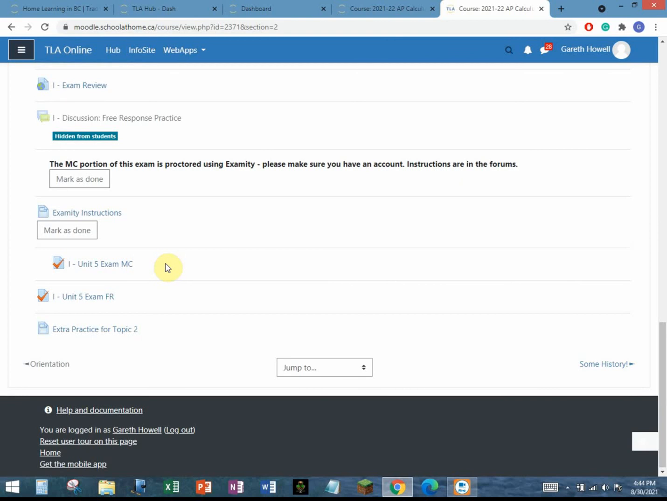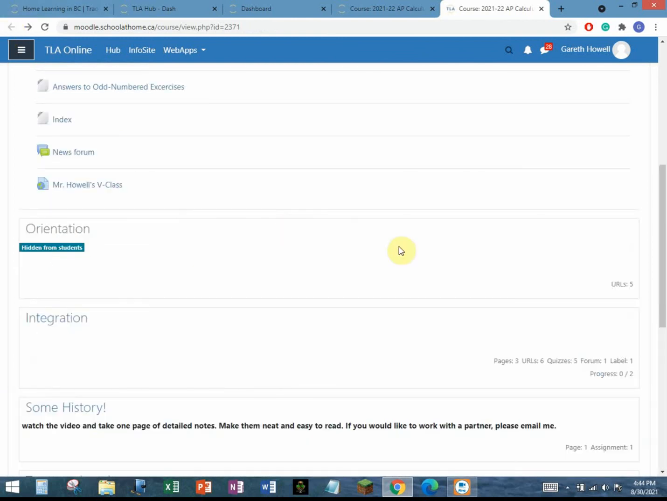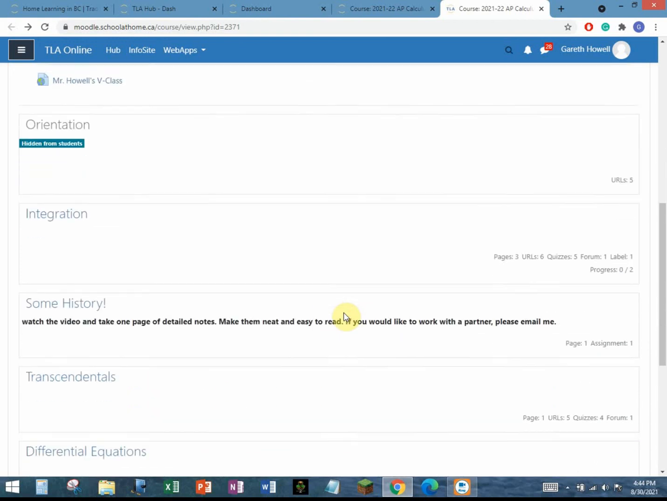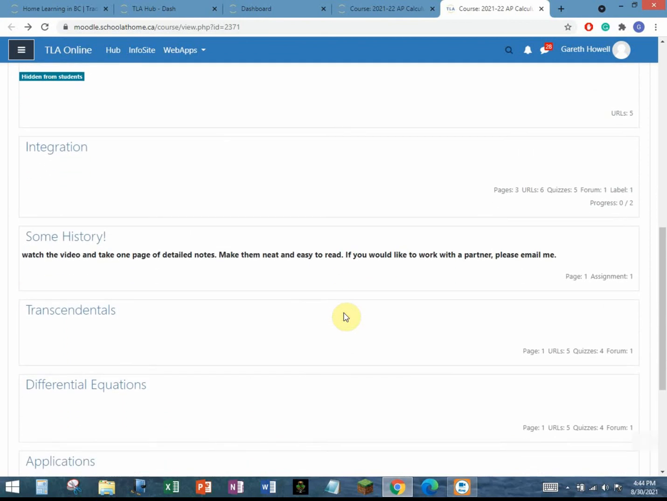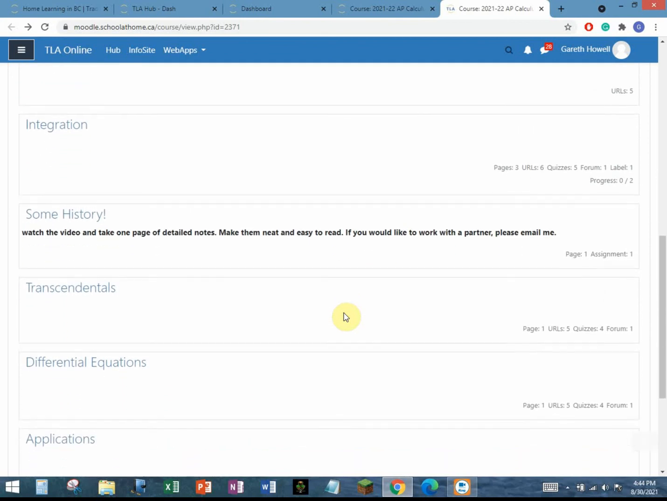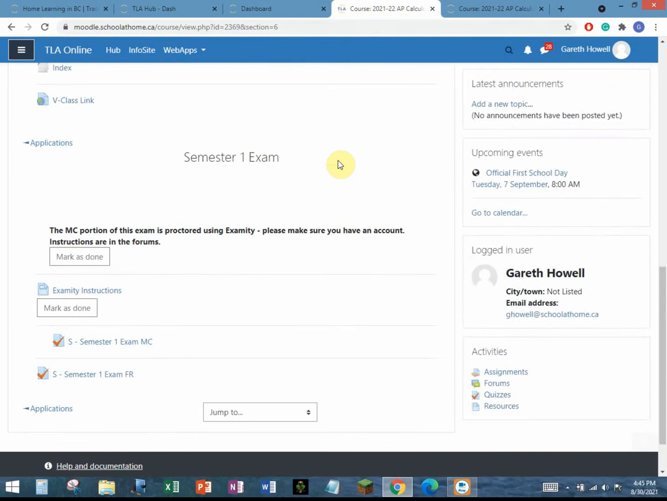The second one only covers Unit 5. It's not even an exam or anything like that. That's cumulative history, which covers just 1 video and 1 page of notes that you have to fill out. So that's pretty easy to follow. And the rest of the course is laid out the same, with watching videos, taking notes, doing the quizzes, and then doing the exams.